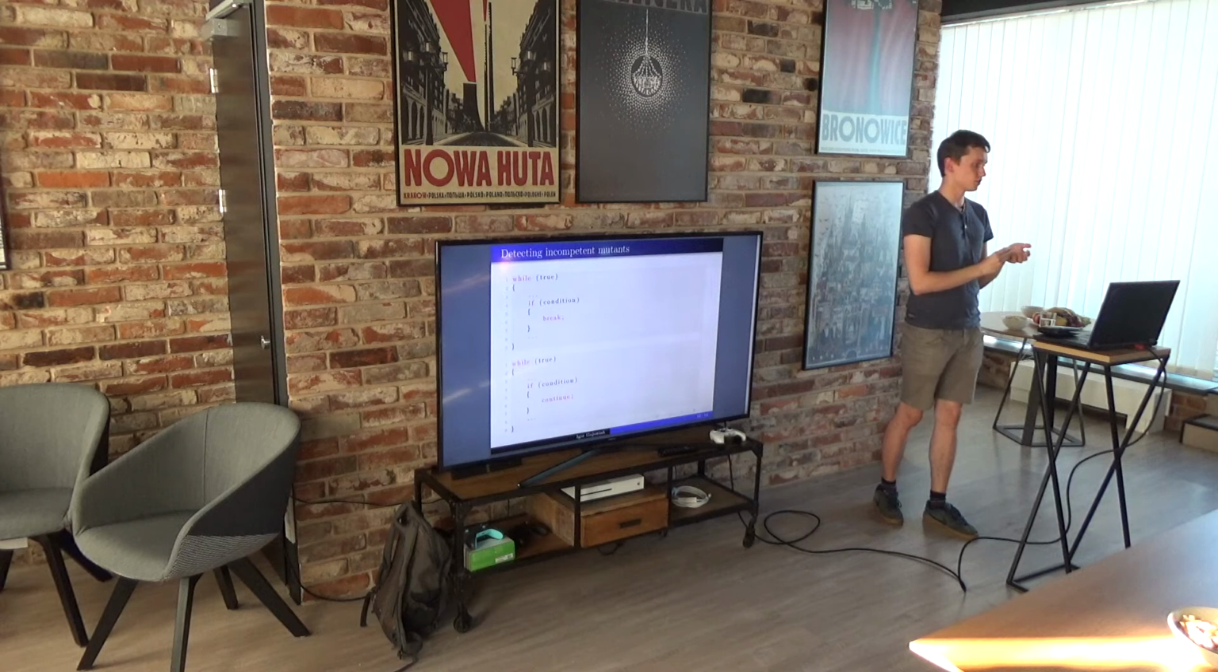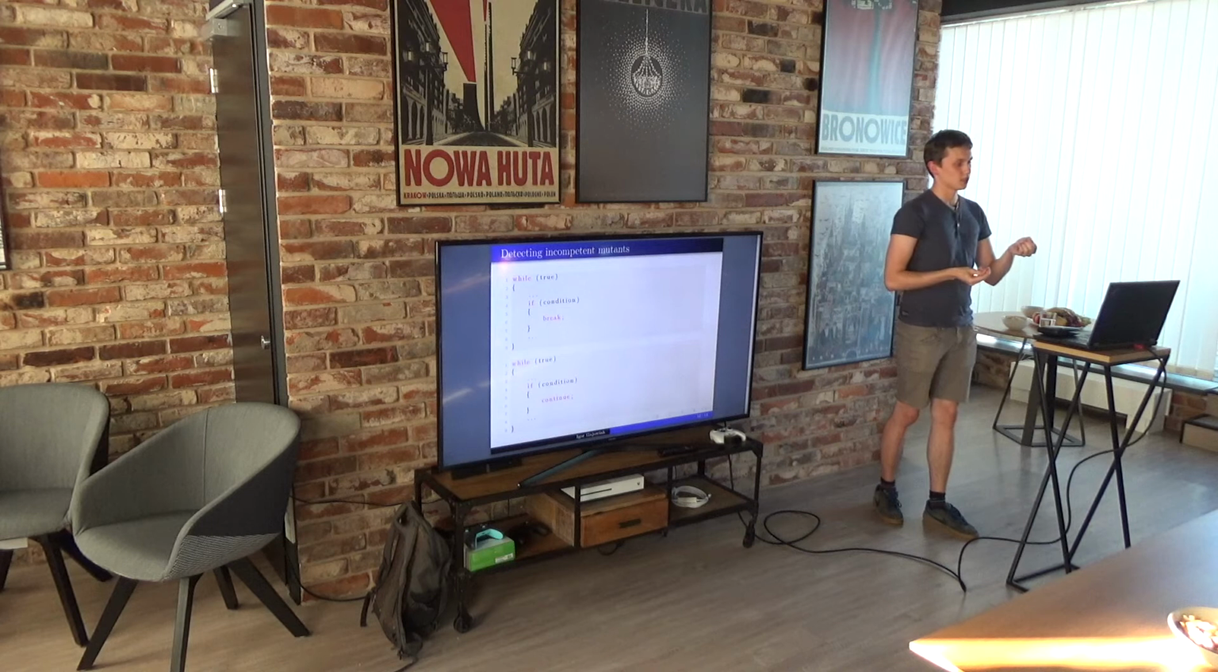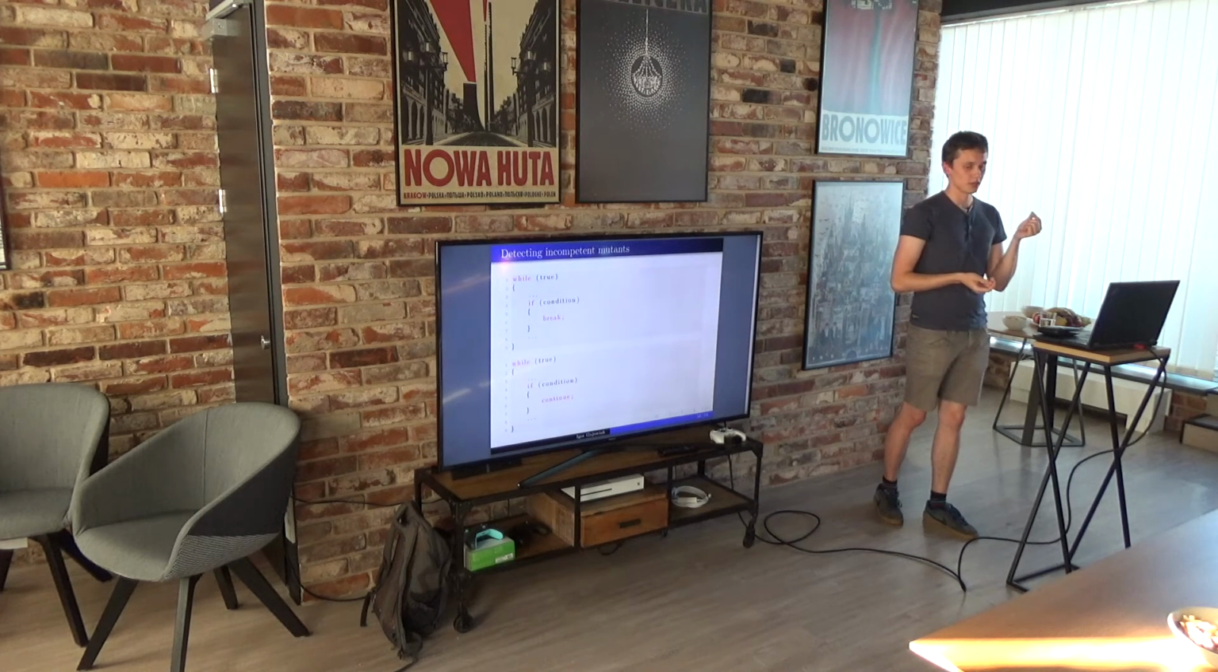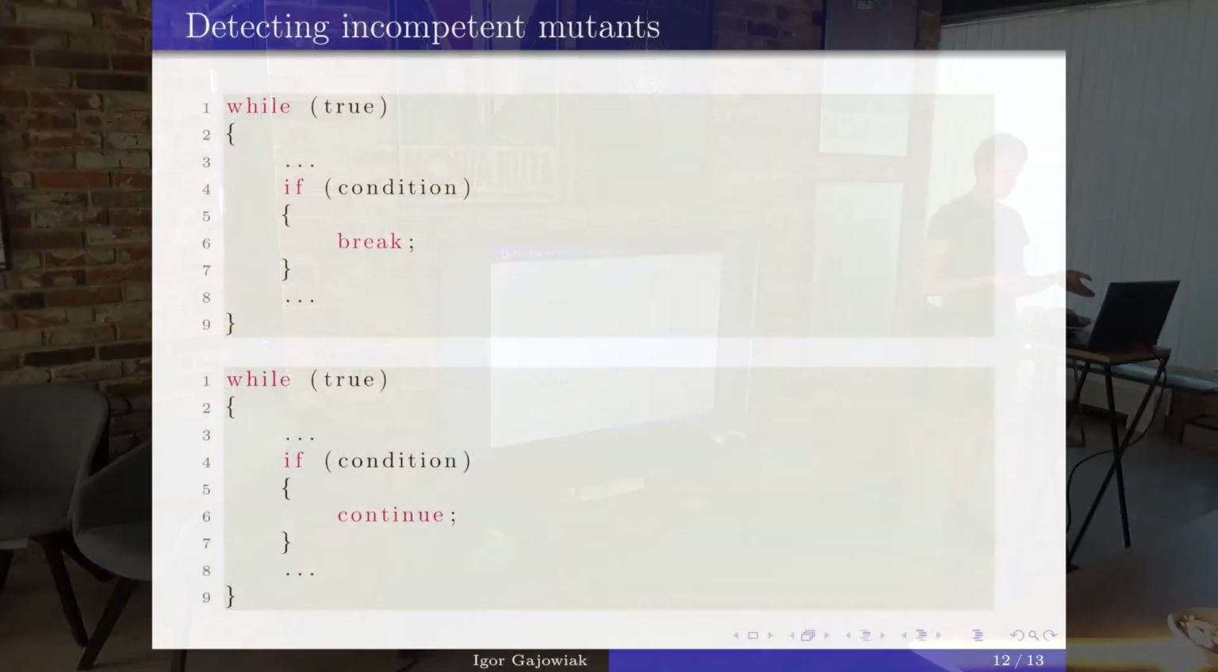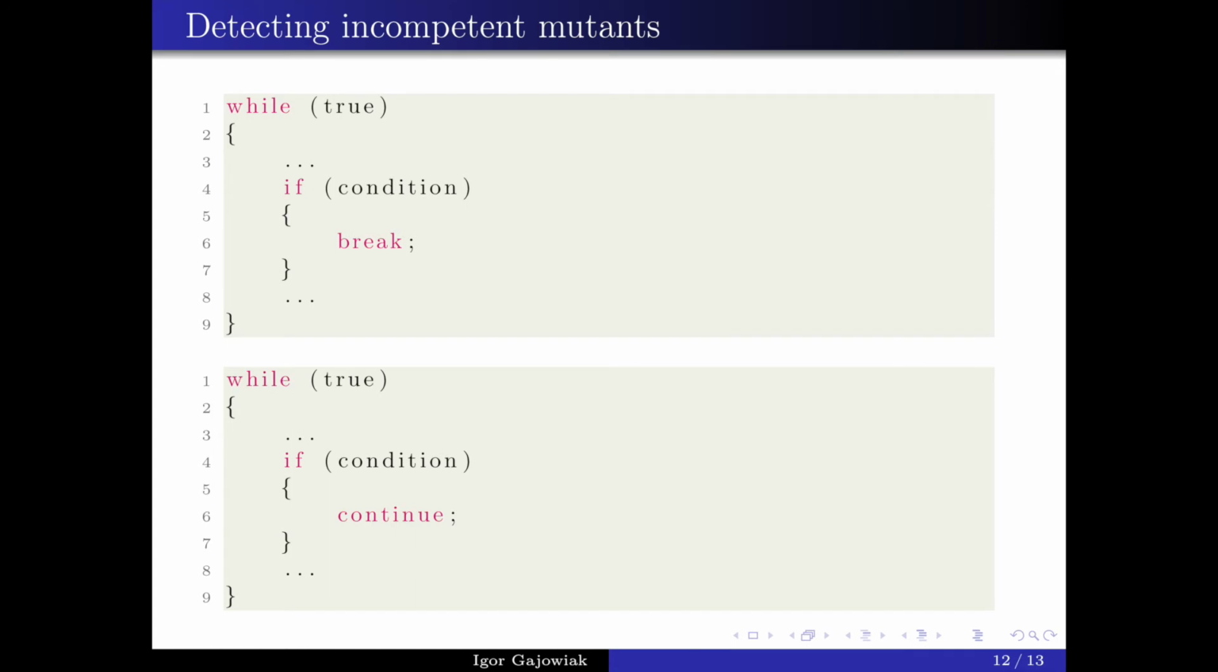These kinds of mutants cause the test suite to run forever. So here's an example of this kind of mutant. We have a while loop that runs forever, but it has a break condition. And by mutating this code, we are replacing the break with a continue. And the second snippet, the second while loop, runs forever.